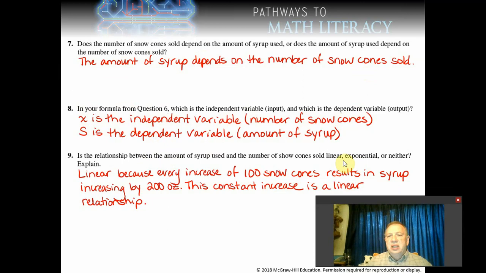And again, is this a relationship? Is this linear or exponential? Remember that growth that's multiplied. This is linear because every increase of 100 snow cones results in syrup increase by 200 ounces. It is every snow cone takes 2 ounces. Okay, so that's that linear relationship.